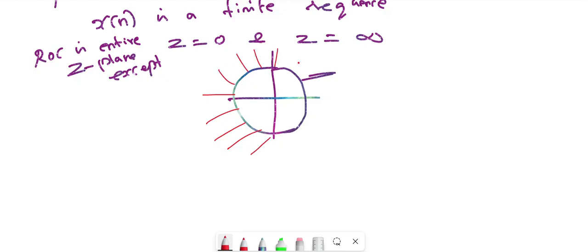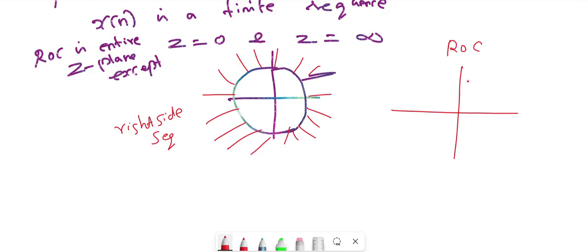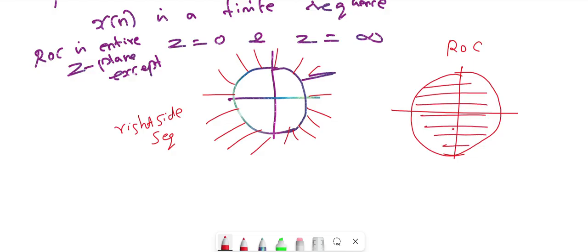So that is outside the circle. ROC, this is for right side sequence. For left side sequence, the ROC will be inside the unit circle. This is for left side sequence.